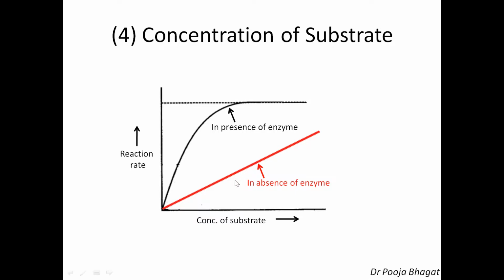So this red plot indicates the plot between the concentration of substrate and rate of reaction in absence of enzyme. So when no enzyme is there, as the concentration of substrate is increased, rate of reaction also increases. So this is the plot. But if the reaction is taking place in the enzyme, then this is the shape. The rate of reaction first increases and then it attains the maximum value and it becomes constant.